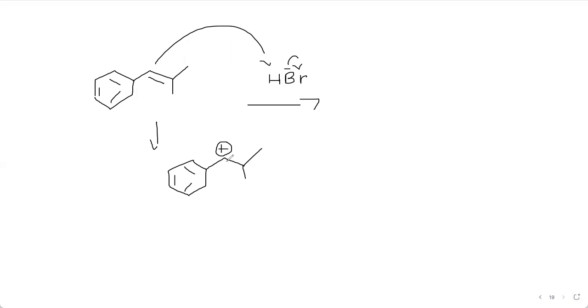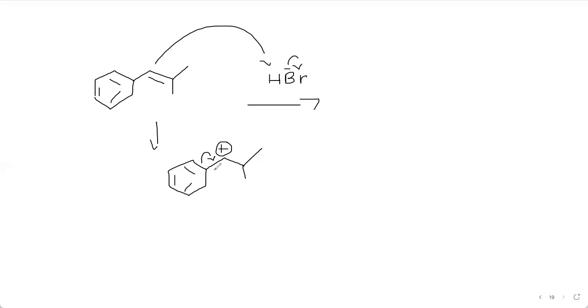So this is not secondary. This is called a secondary benzylic carbocation. When a plus charge is adjacent to a benzene, that's called benzylic, and it's very stable. In fact, secondary benzylic is more stable than a tertiary carbocation. The reason is because of resonance.